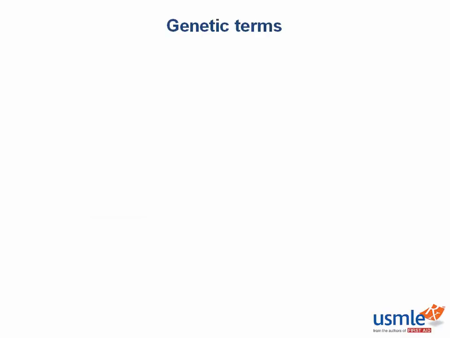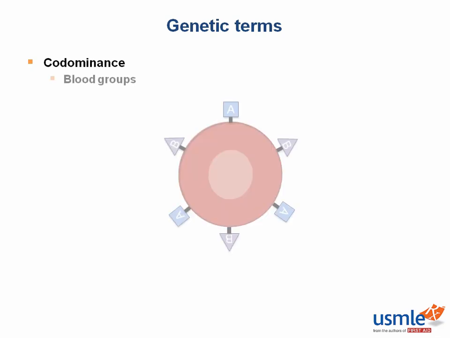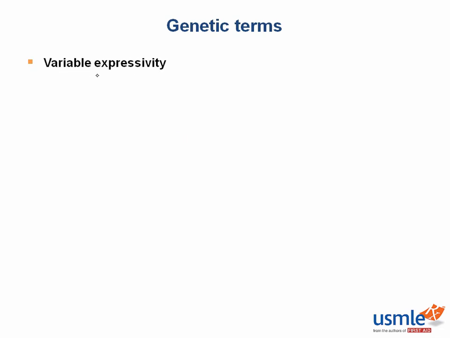Just like most things in medicine, genetics has a set of terminology that you should be familiar with. Let's get right into it. Codominance occurs when neither of two alleles are dominant or recessive, but both contribute to the phenotype in a heterozygote. An example would be blood types. This means that in patients who are heterozygous, or have one of each type of allele, A and B, each allele has an effect. Variable expressivity is when individuals who have the same genotype have a different phenotype.